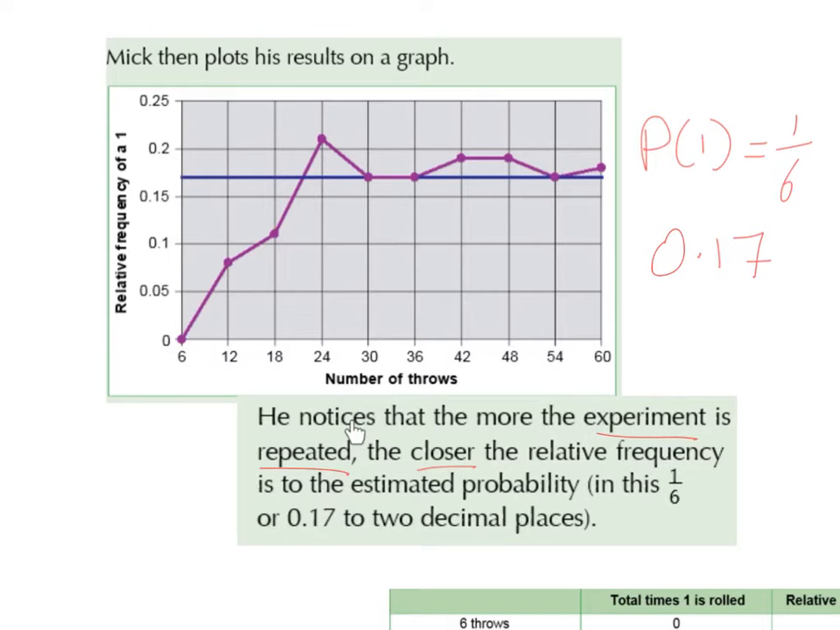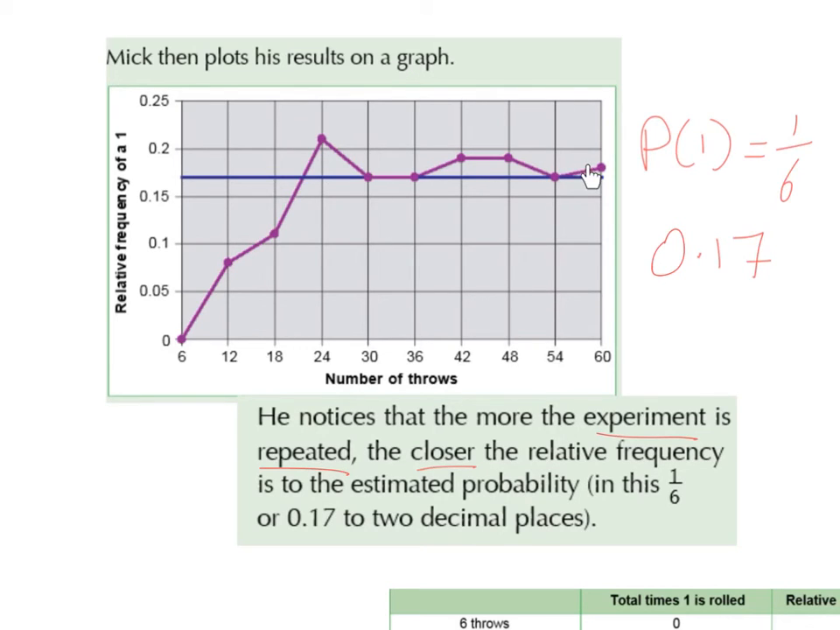So Mick notices that the more the experiment is repeated, the closer the relative frequency is to the estimated probability. In this case, 1 over 6, or 0.17, to 2 decimal places. So we notice this blue line drawn in, which is at 0.17, and we can see that the further along we move our graph, the closer our relative frequencies get to the blue line.